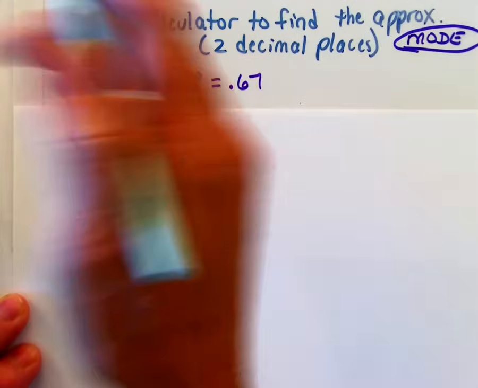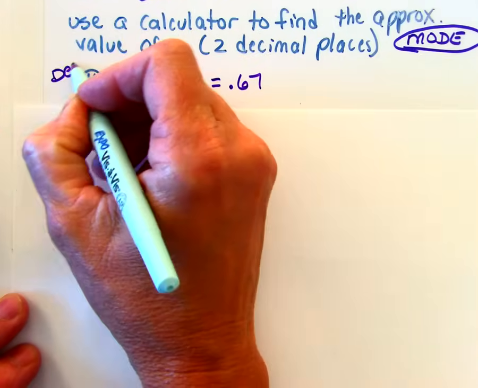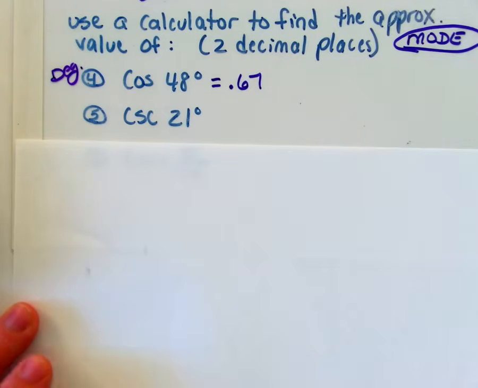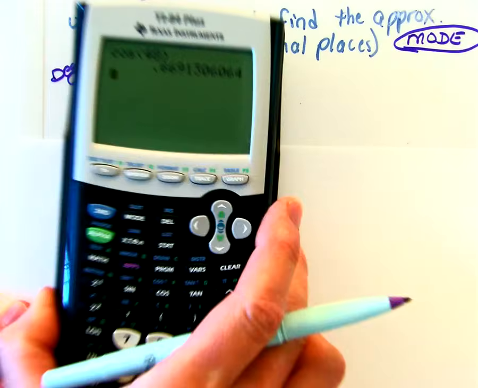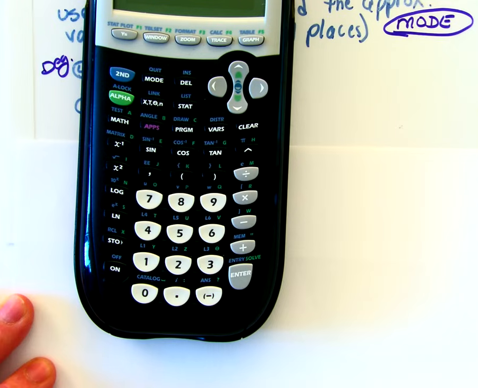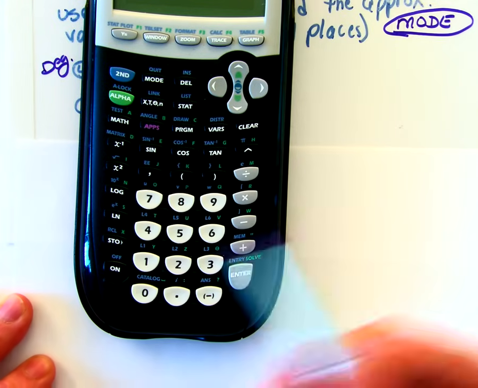Now you may want to make yourself a little note here that this needs to be in degree mode. The next one says cosecant of 21 degrees. Now we're still in degree mode. That won't change unless I clear the memory or I go into mode and take it out of there. The problem is there's a sine, there's a cosine, there's a tangent, but there's no cosecant mode. Cosecant's reciprocal, if you remember, is sine.